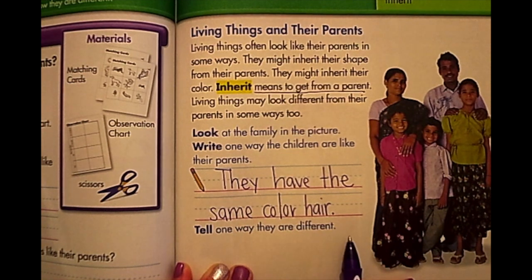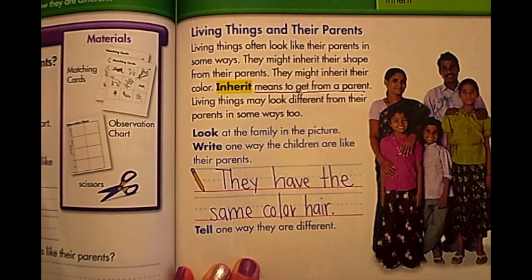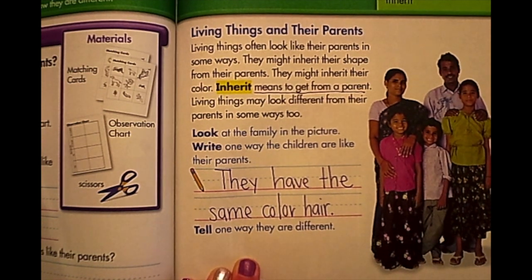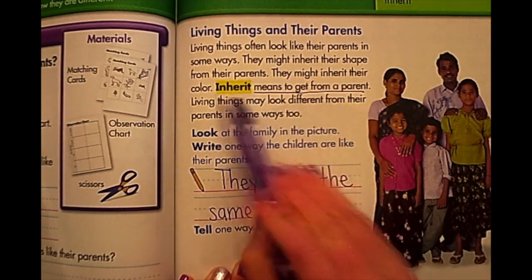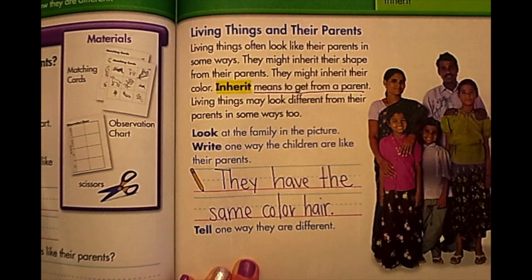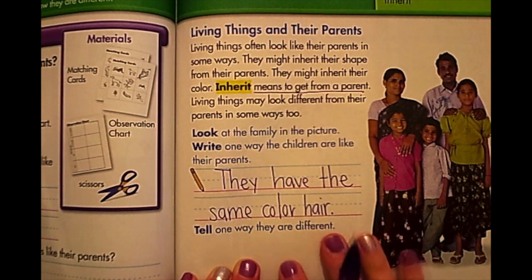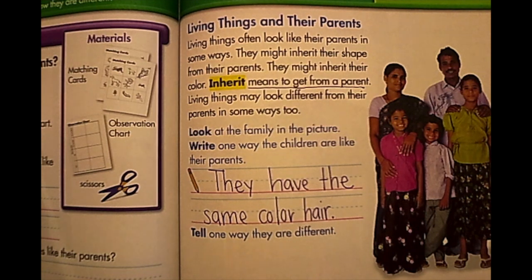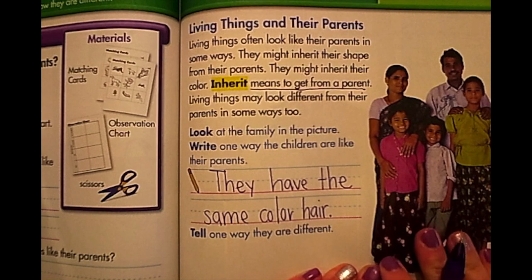Okay, one way they are different. Well, let's just look at the kids versus the parents. The kids are definitely smaller, right? They're different. They're smaller. Maybe their hair's shorter, but that has nothing to do with inheriting. So just in this picture, they are smaller. Now, the boy may grow up to be taller than the dad, but we don't know quite yet. Just like some of you guys may grow up to be taller than your parents.